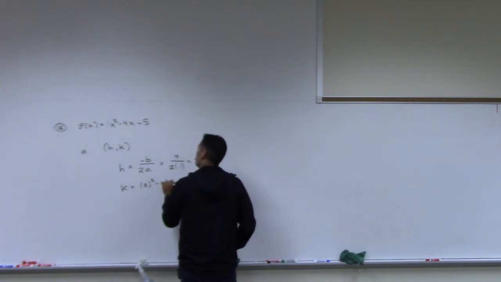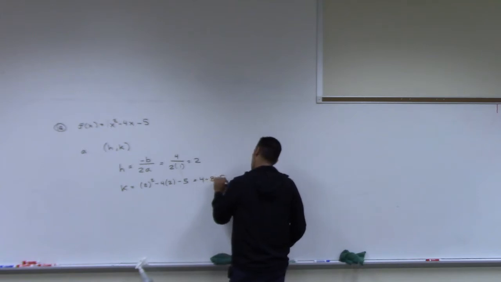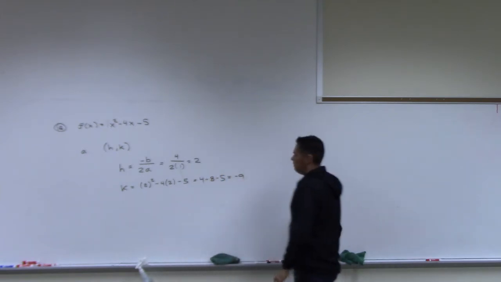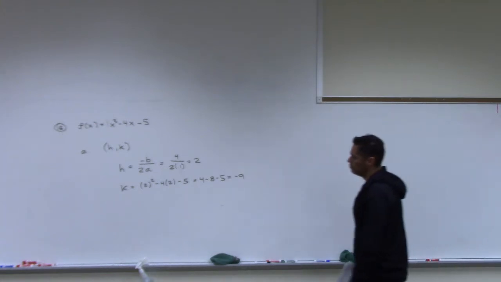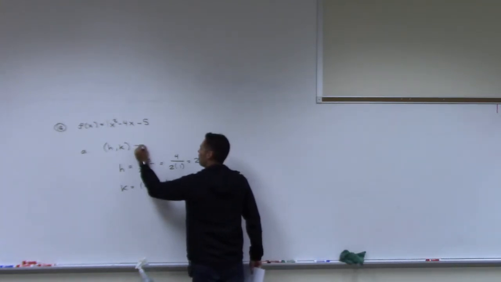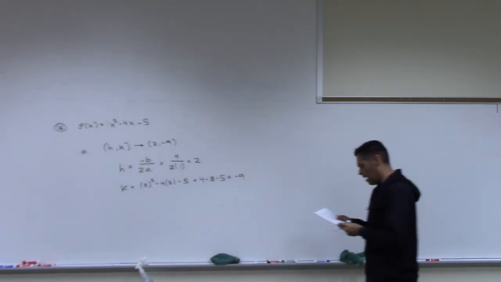Minus 4 times 2 minus 5, which is 4 minus 8 minus 5, which should be negative 9. So our vertex is the point (2, -9). All right, that's part A.